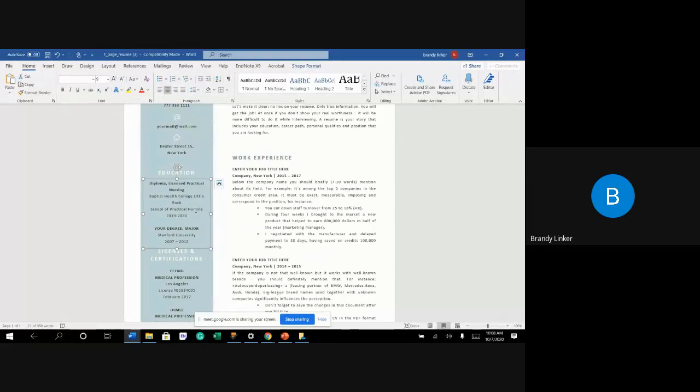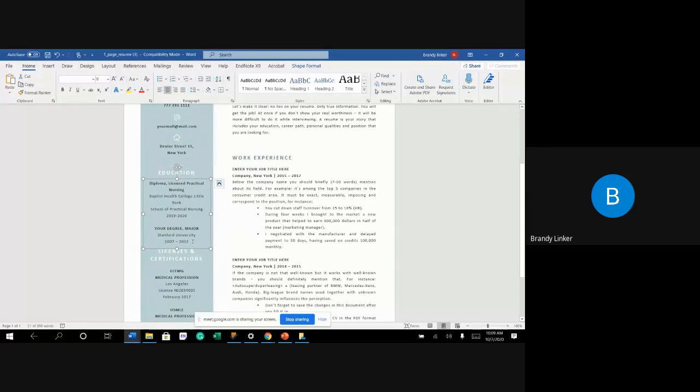Then you'll go down. So say if you got an associate's degree in general studies from Pulaski Tech, that would be your next one, okay? So it'll be associates in general studies, Pulaski Technical College, and then the year, okay? And keep going down from there.